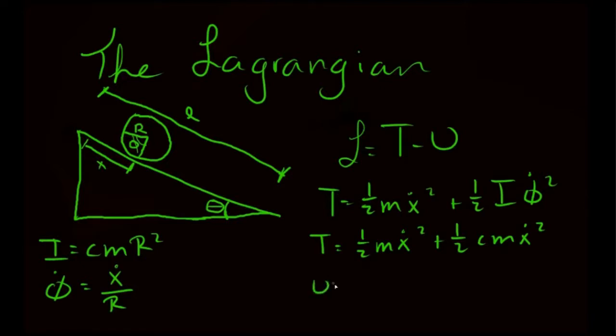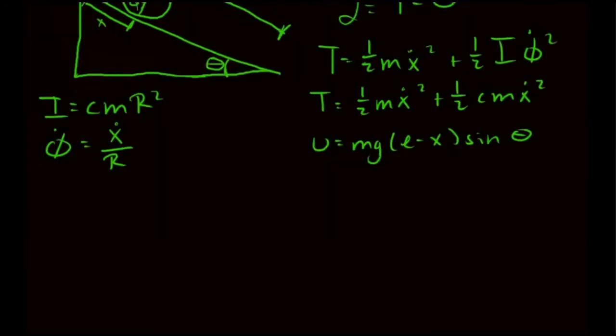The potential energy has to do with the height of the object on the ramp and can be written as U equals m g (L minus x sine theta), where L minus x sine theta is the height of the object. Now, the Lagrangian becomes L equals 1/2 m x dot squared plus 1/2 m x dot squared c minus m g (L minus x sine theta).